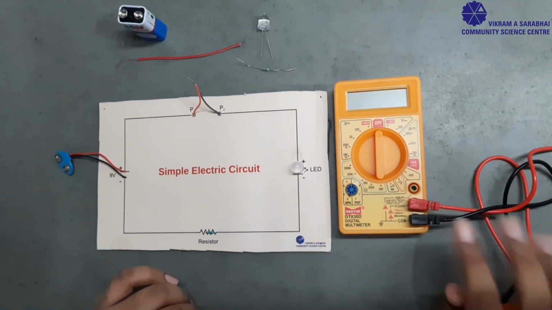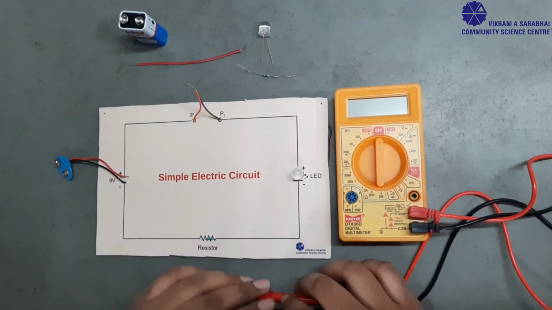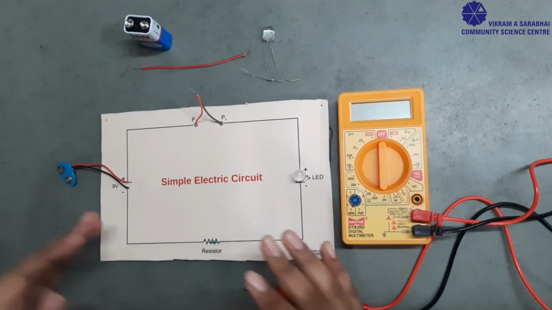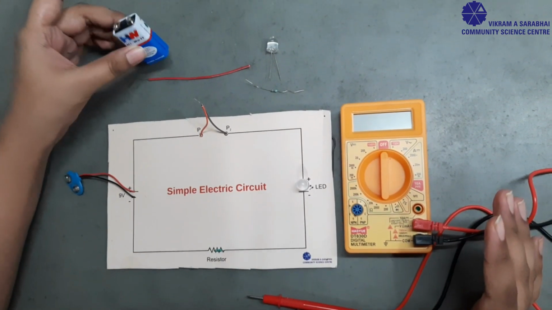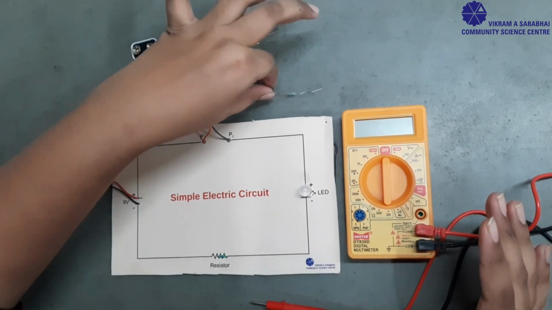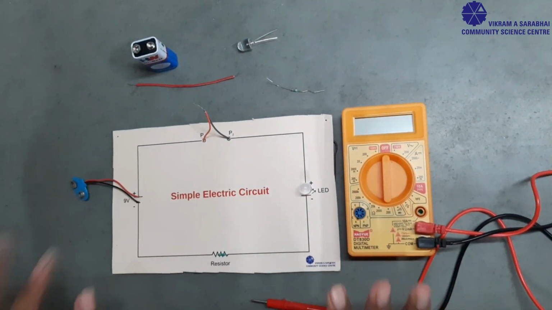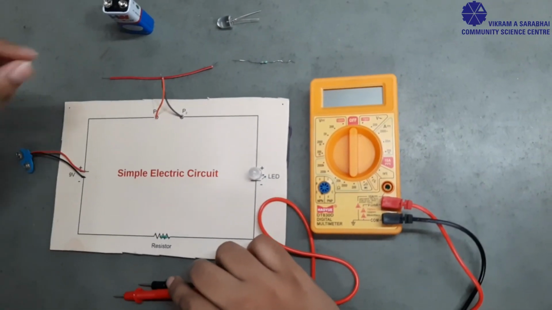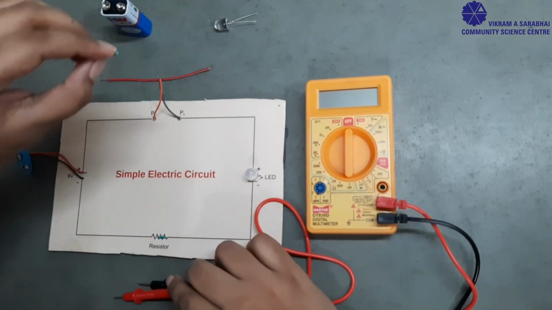Now as we connected the probes, as you can see, we have some components and a simple circuit. These are my components: my battery, one LED, a single wire, a resistor, and this is a simple circuit I have made. So as we can see, I have this resistor.